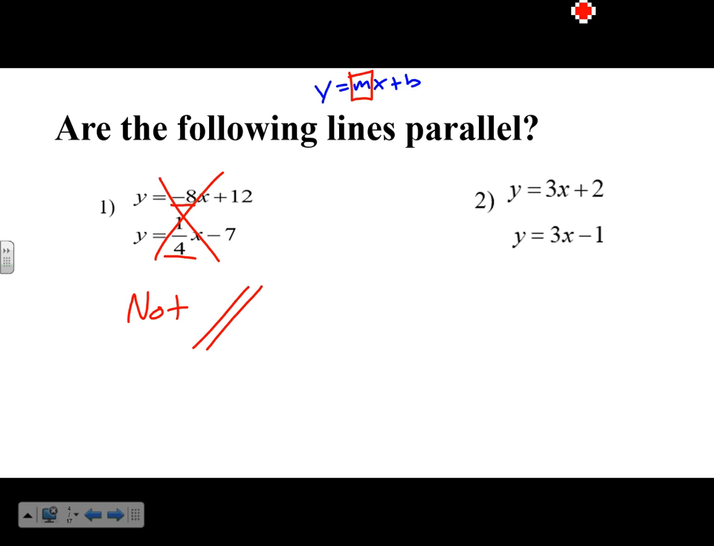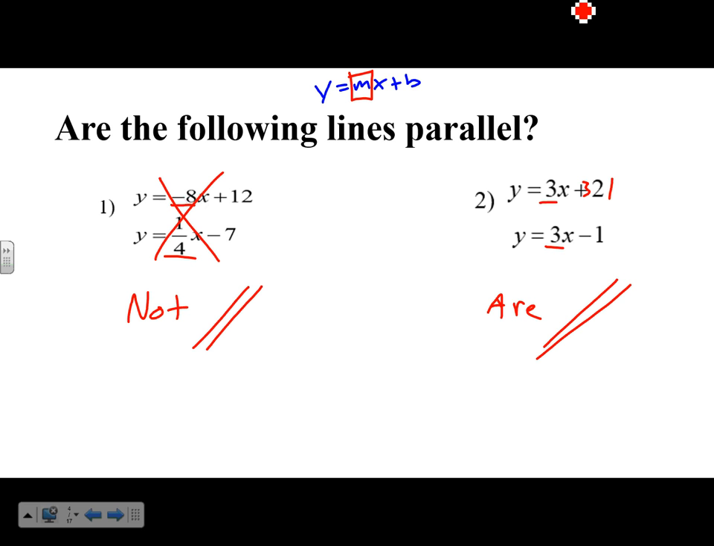Over here, we have 3 and 3. Those are parallel. They're the same. And the best part about this is we don't have to pay attention at all to the y-intercept. This y-intercept could be 21. It could be 321. It doesn't matter. If the slopes are the same, they're parallel. They could be really far apart.